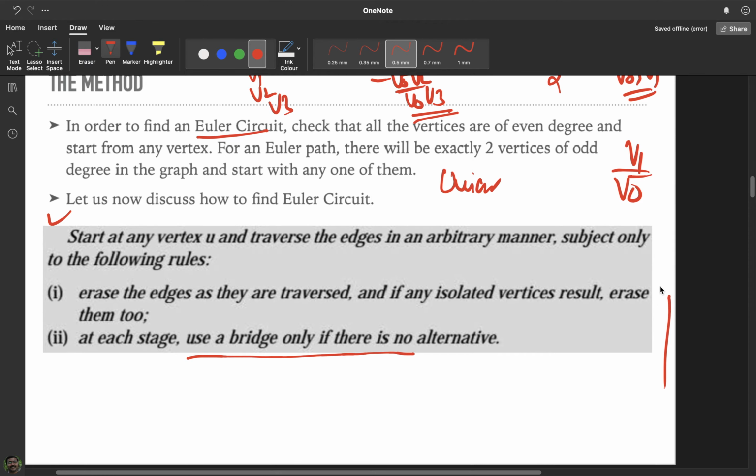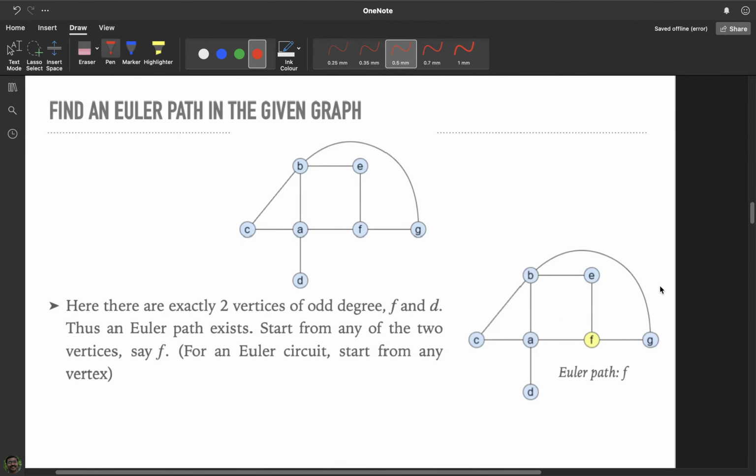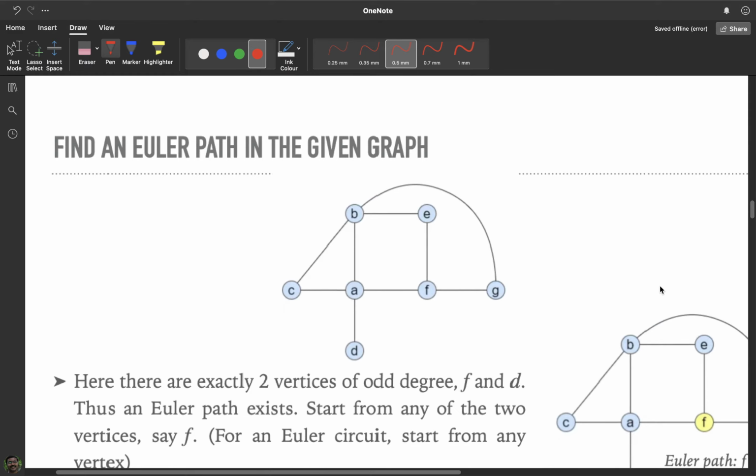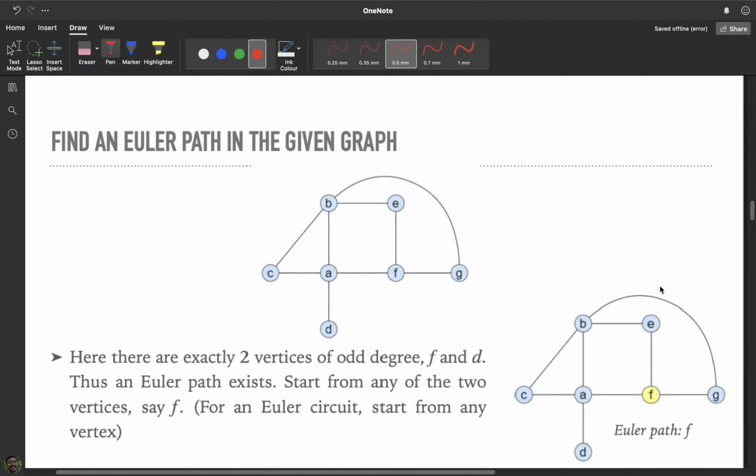Now let us look at the example. Suppose I am giving you a graph here, and suppose you have to find an Euler path here. You know that in order to have an Euler path, the graph should have exactly two vertices of odd degree. So let us first check.